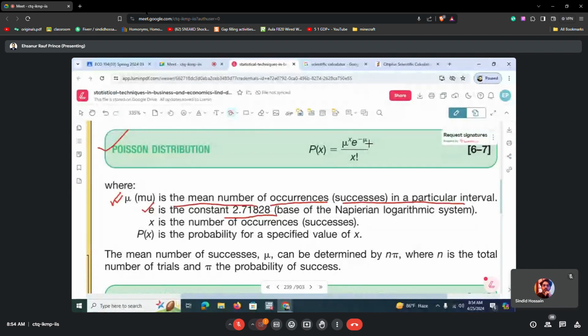e to the power minus mu, mu is the mean, and what is x? It is the number of occurrences, right? X is a random variable which counts the number of occurrences or successes.